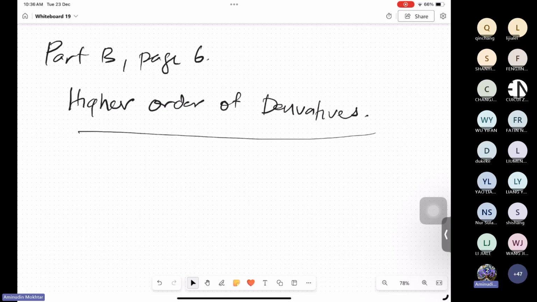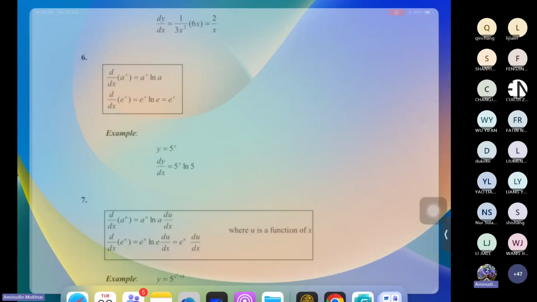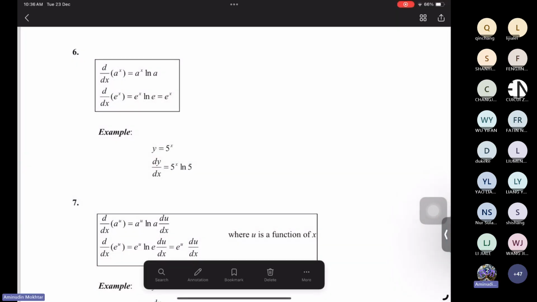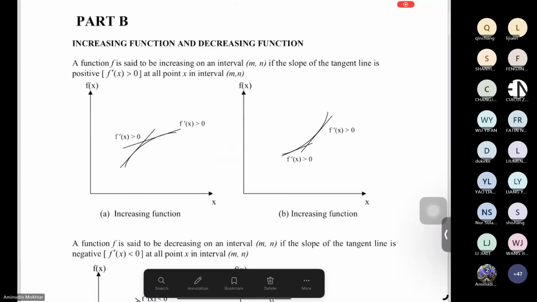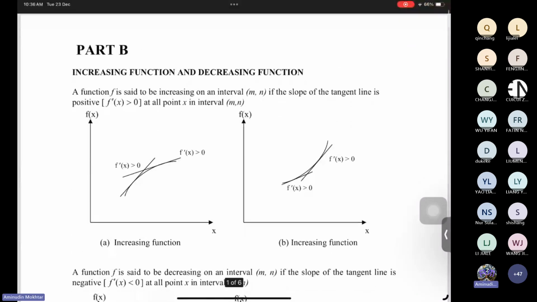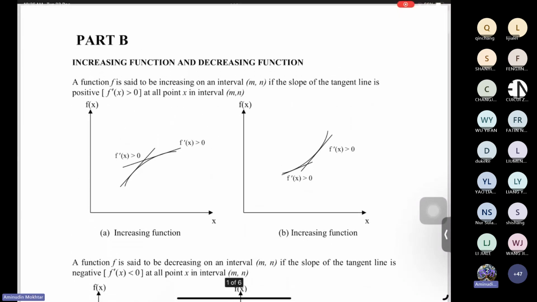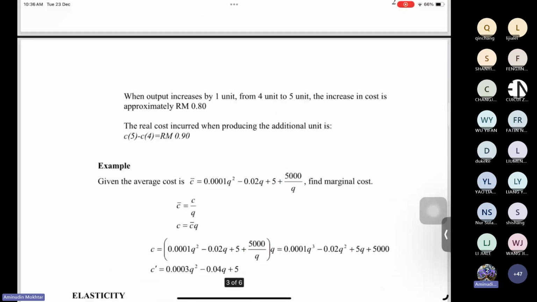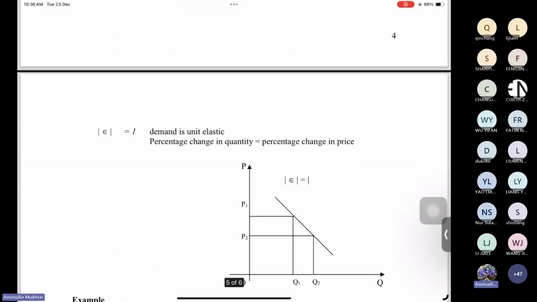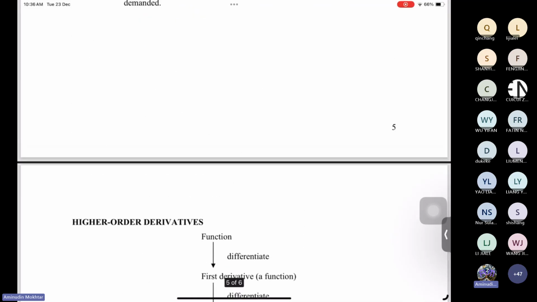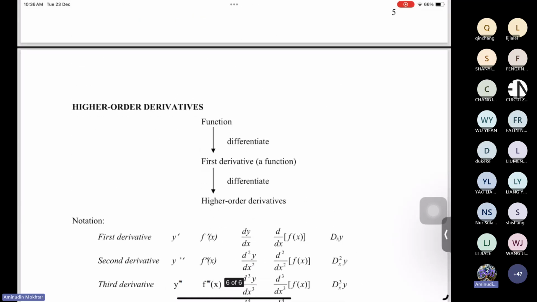Okay. Normally, if you refer to Part B, there is increasing function and decreasing function. Now I would like to explain the higher order derivative first, and the other part I will explain next week.